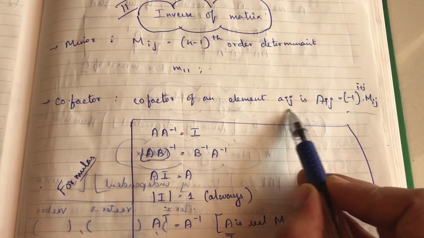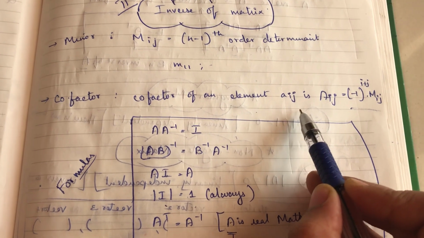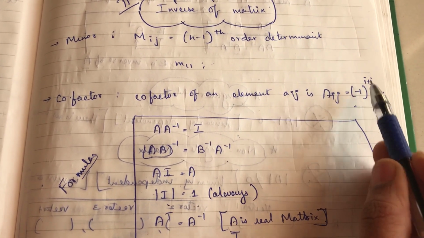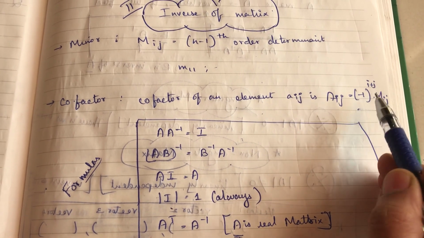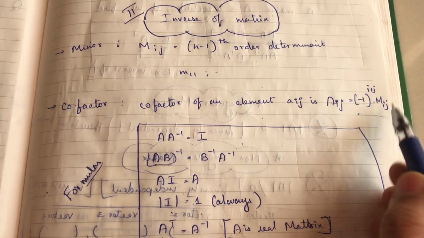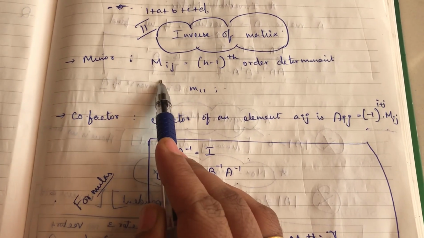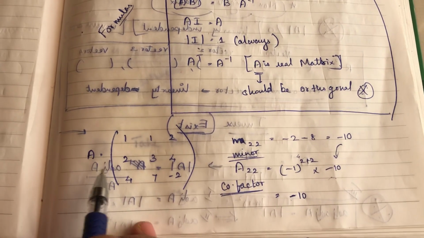plus j. If it is 2 1, then i plus j means 2 plus 1. 2 plus 1 is 3. So minus 1 the whole power 3. We will get this value times Mij, where Mij is nothing but the minor. Okay, so we will see some sums here.